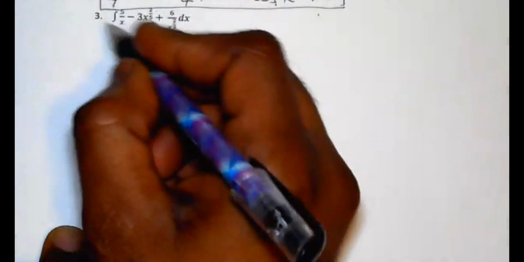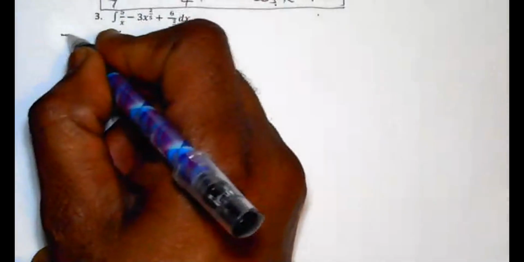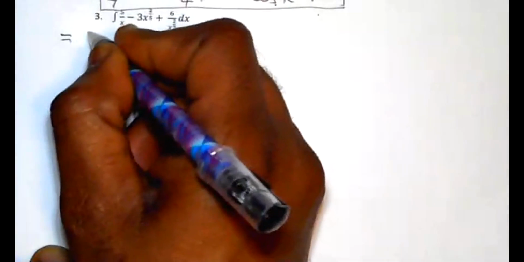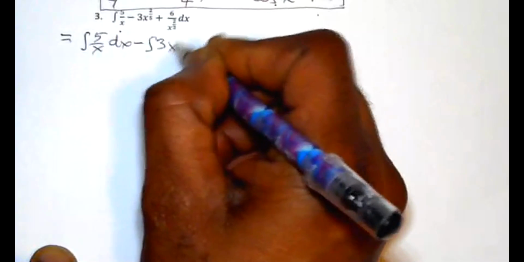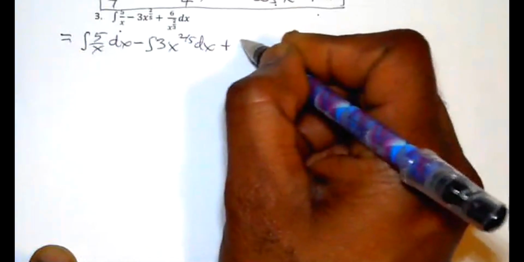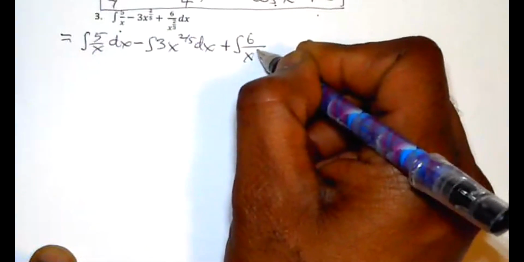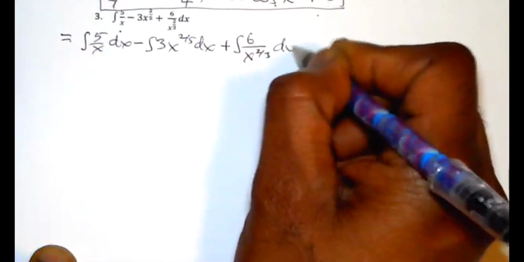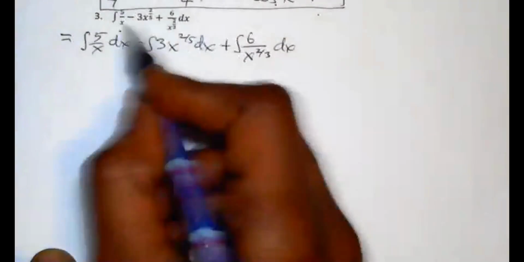Okay. So again, we can apply the sum and difference rule here. So let's split up each term. So I have the integral of 5 over x dx minus the integral of 3x raised to the power 2 over 5 dx plus the integral of 6 over x raised to the power 2 over 3 dx. Okay, first step, split up using the sum and difference rule.